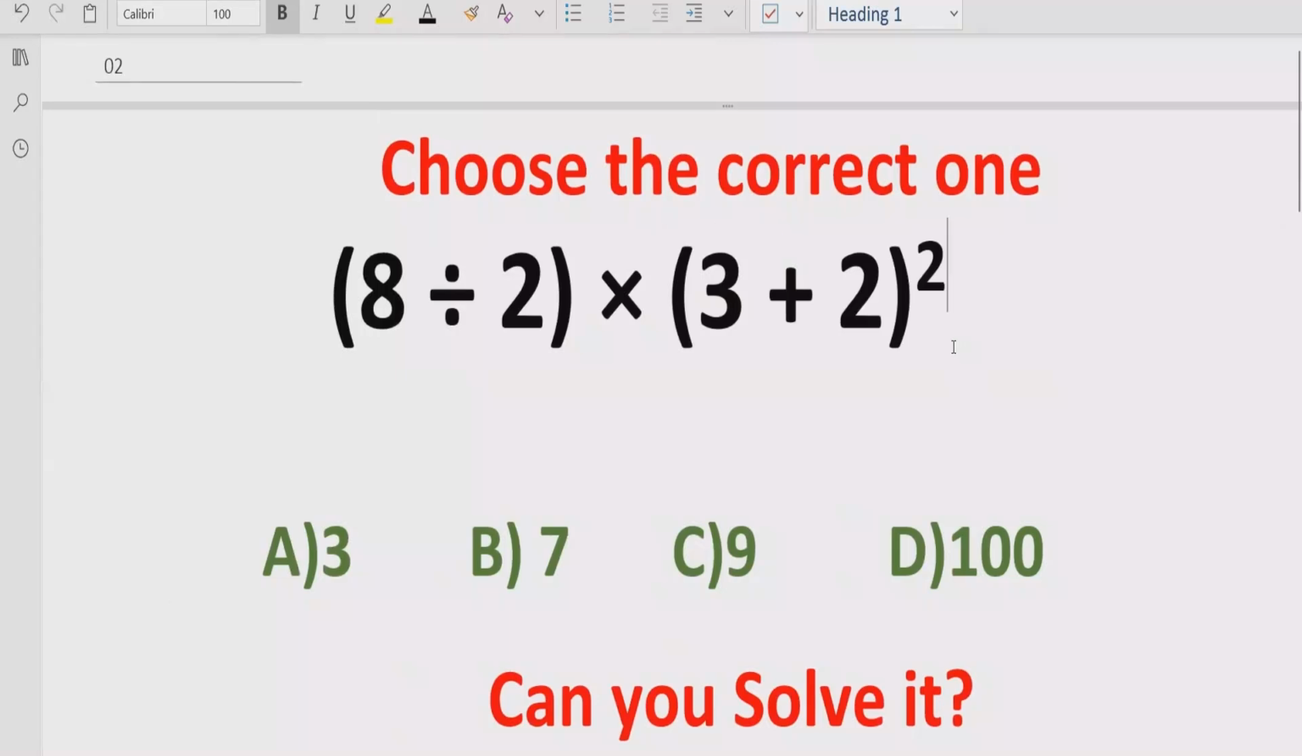Today we will solve another quiz which is related to arithmetic expression. The quiz contains the basic operations plus, multiplication and division. So we have to solve this quiz using PEMDAS and BODMAS method and find out the correct answer. In the answer list we have 4 answers. A is 3, B is 7, C is 9 and D is 100. So let's see after solving it which answer is correct.